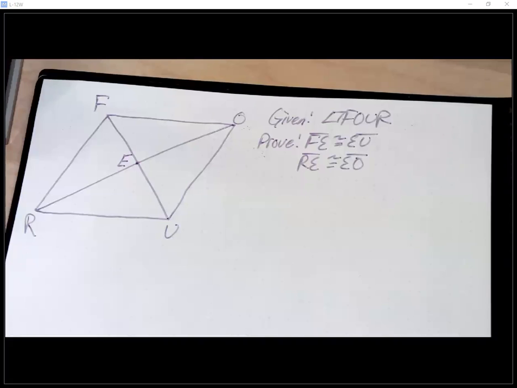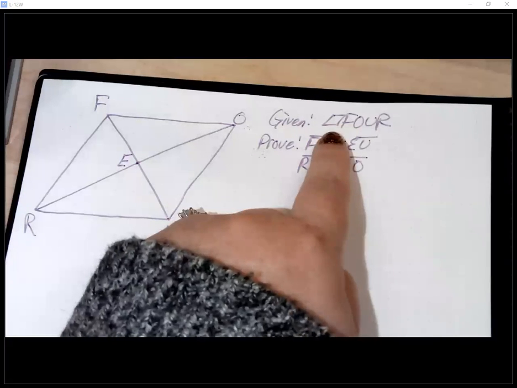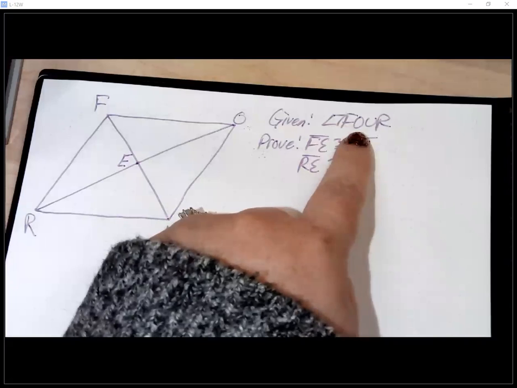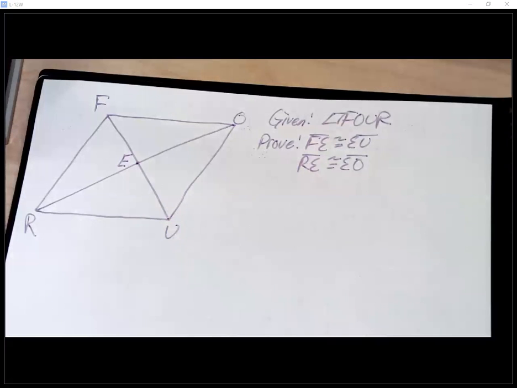FO and RE, the top and bottom and the side? Yeah. Yes. Yeah. Is that them giving you parallelogram FOUR? The definition of parallelogram is having those two pairs of opposite sides parallel.